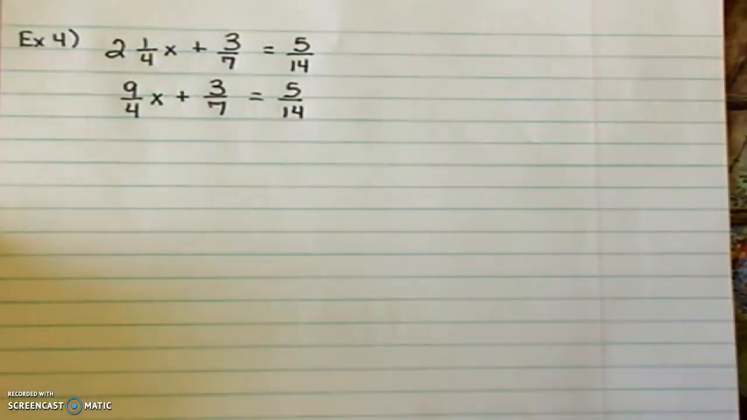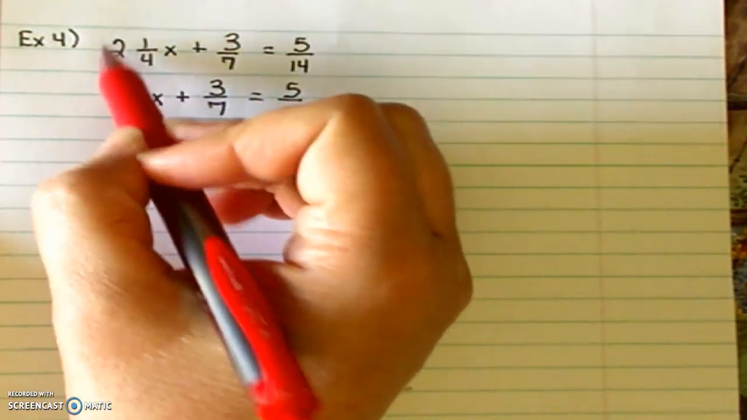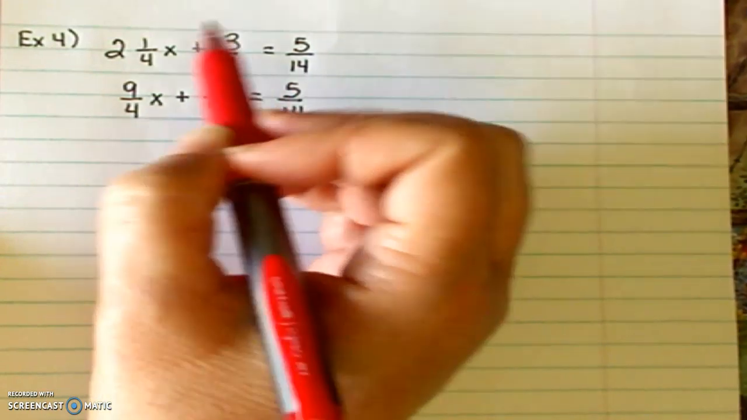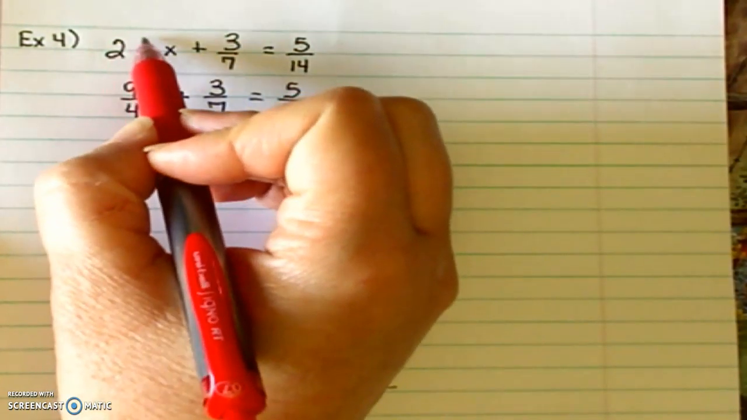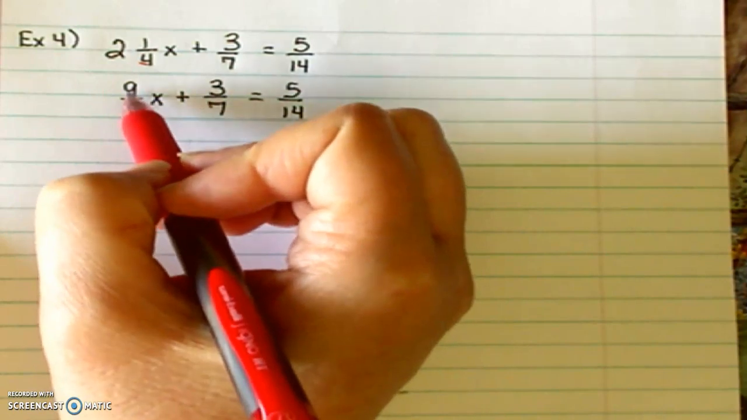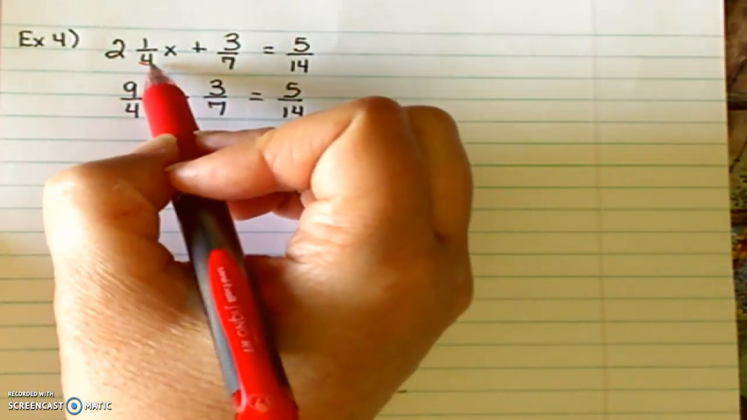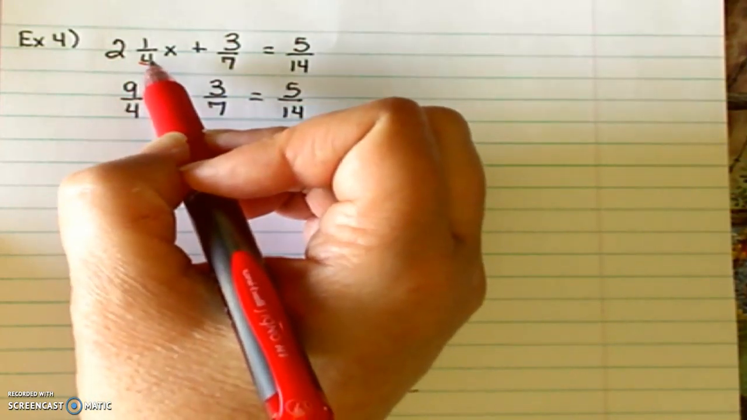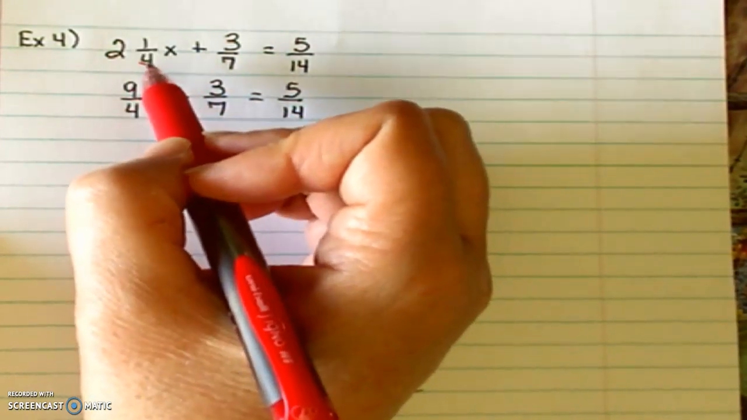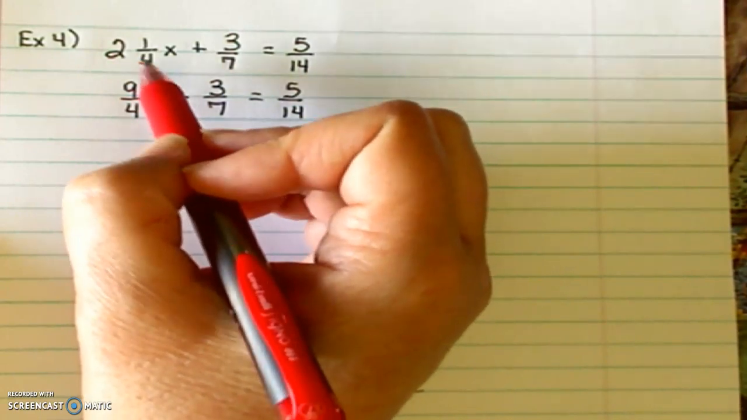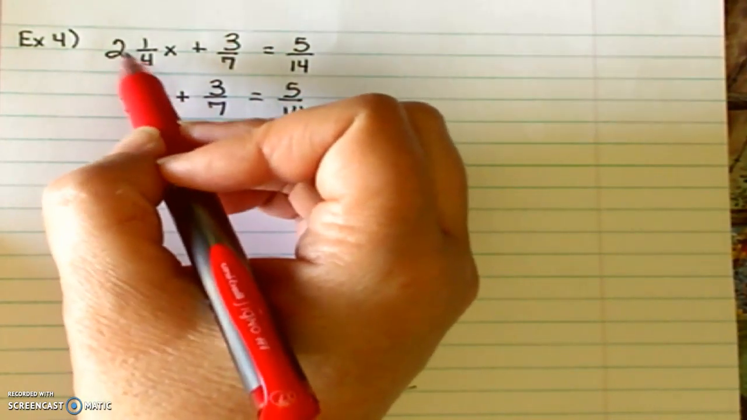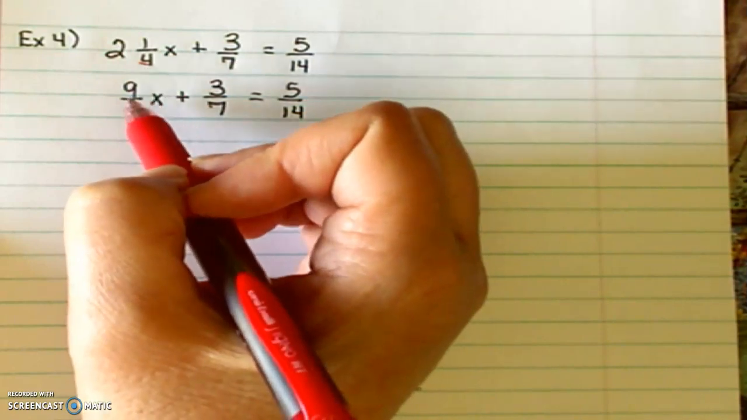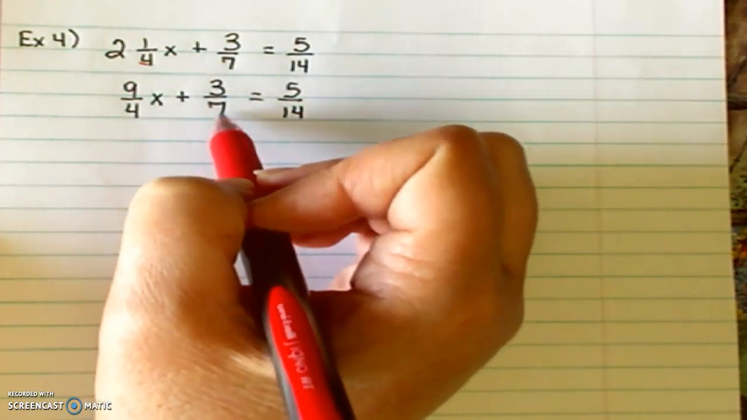Okay, for this last example, the only difference with this problem is that you have a mixed number as one of the terms. So the first thing you want to do is change that mixed number into an improper fraction. So you take the denominator times the whole number and add the numerator, because you remember you're taking whole parts and breaking them into fourths. So 4 times 2 is 8, plus 1 is 9, so you get 9/4 x plus 3/7 is equal to 5/14.